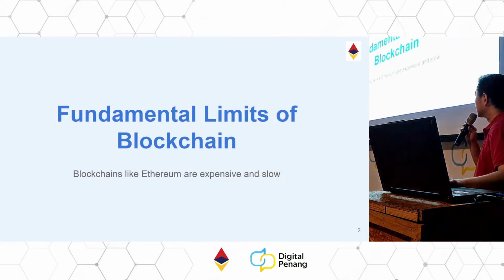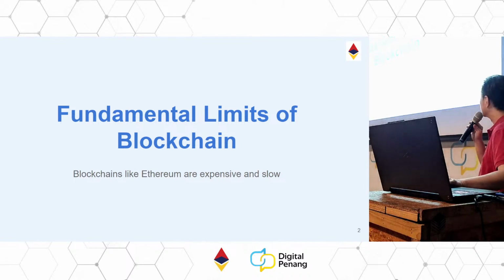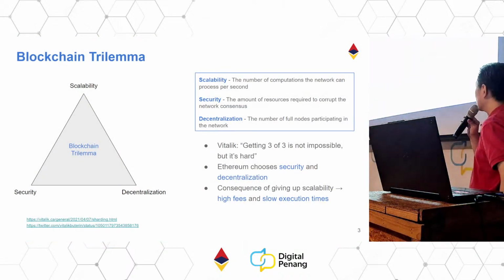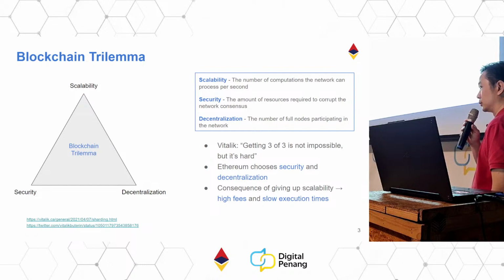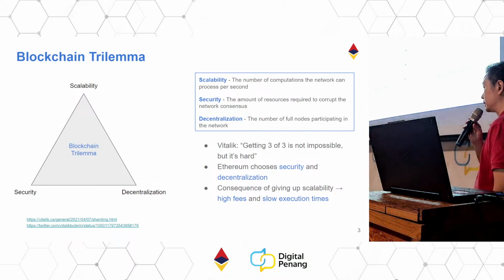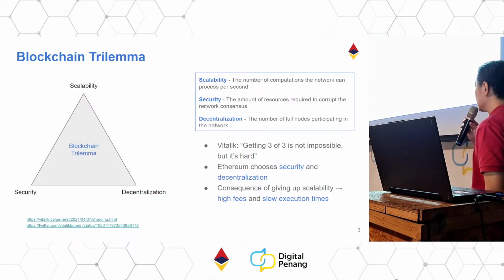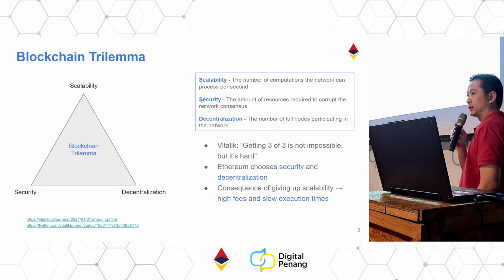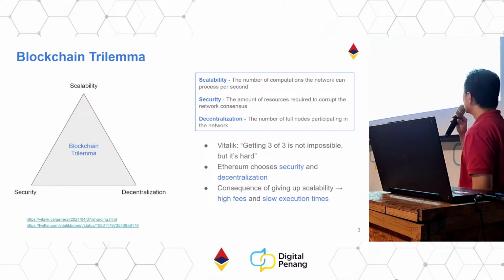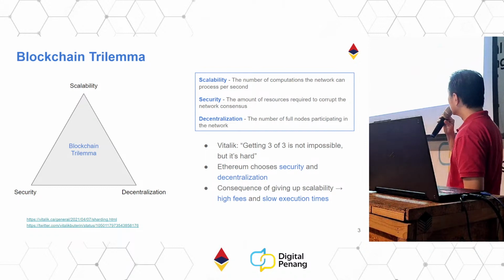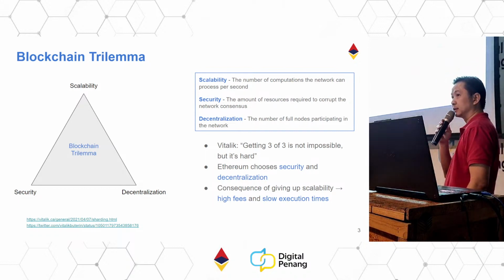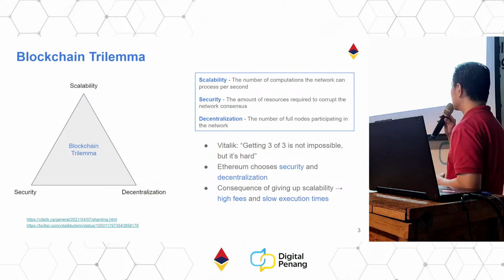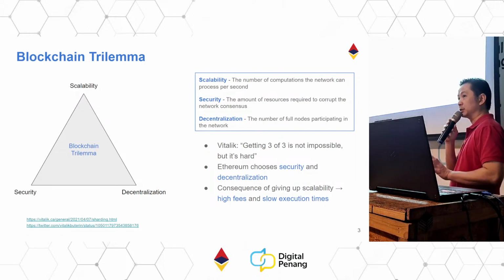So the fundamental limits in blockchain. Blockchain is expensive and slow, right? So why is it expensive and slow? When you are a developer developing a layer 1 blockchain, there's a lot of consideration and trade-offs that you need to make. There are actually 3 very desired properties for a blockchain. The first one is scalability, the second one is security, and the third one is decentralization.